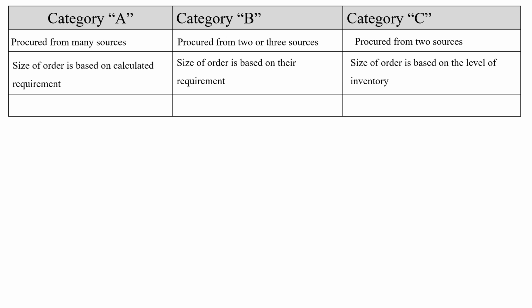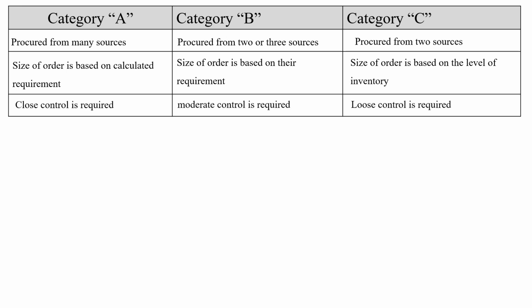In category A items, the size of the order is based on the calculated requirement, with tight control regarding the calculated one. In category B, the size of the order is based on the requirement. In category C, the size of the order is based on the level of inventory.